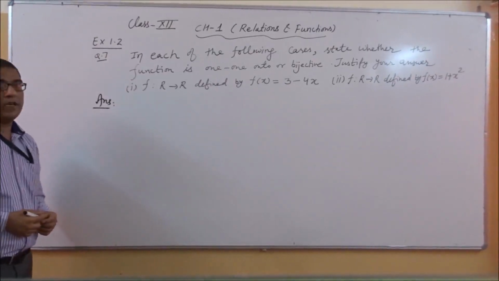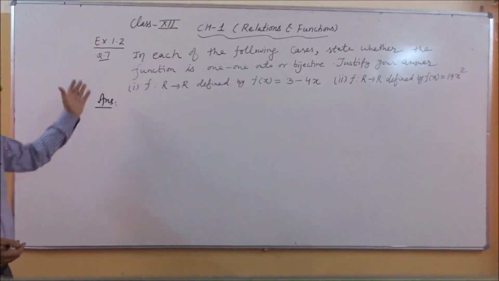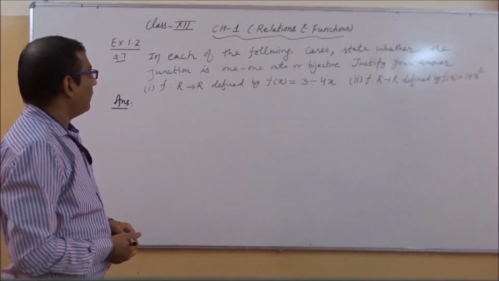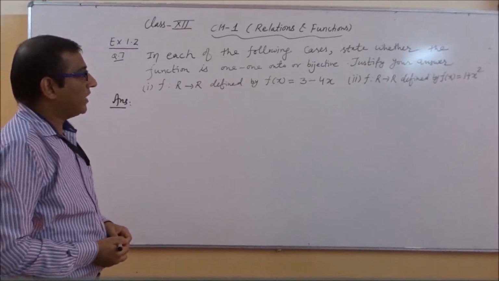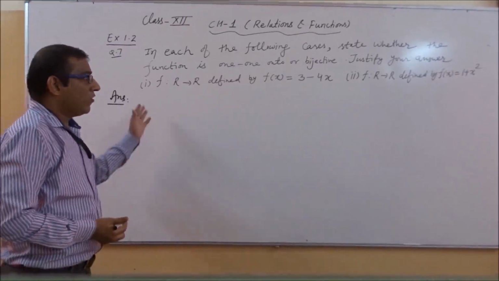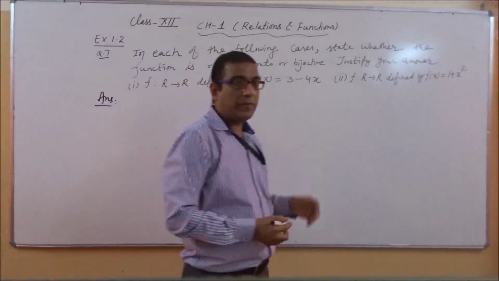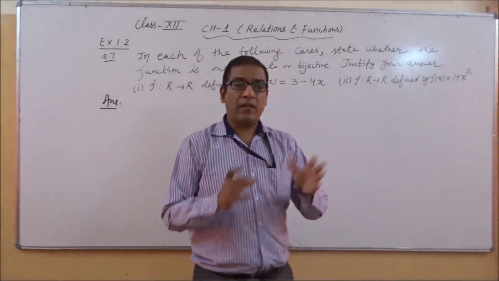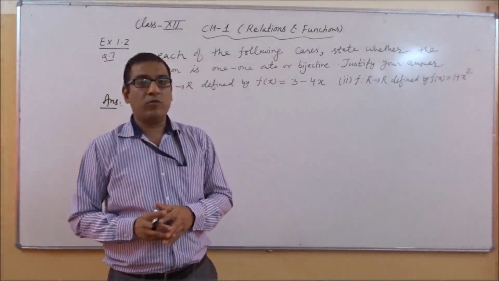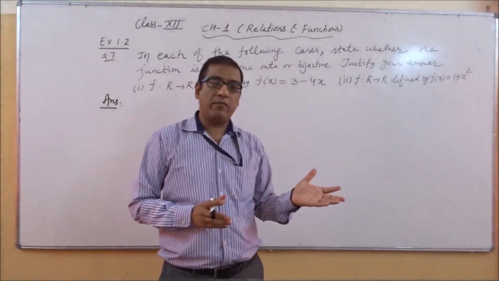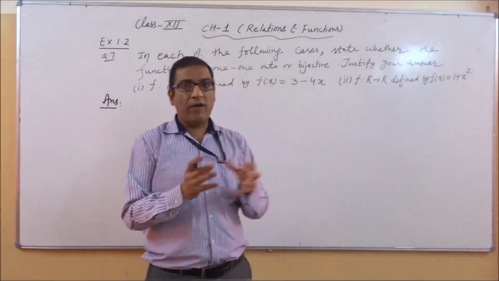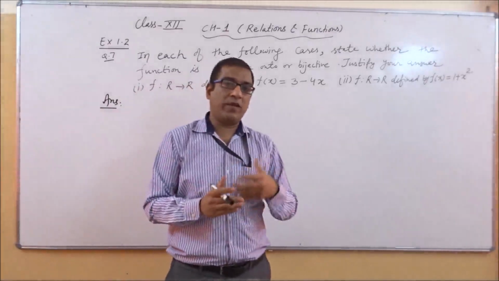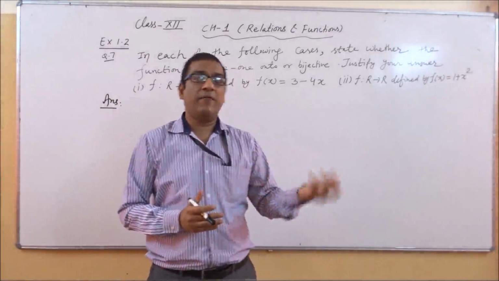Now I am continuing with question number 7, and question number 7 is: in each of the following cases state whether the function is 1-1, onto or bijective. Justify your answer. In this question there are two subparts. First I will continue with the first subpart, and the concept of 1-1 and onto I told in my previous video also. If 1-1 and onto both are there, then we can say that the function is bijective, or we can say that the function is known as invertible also.